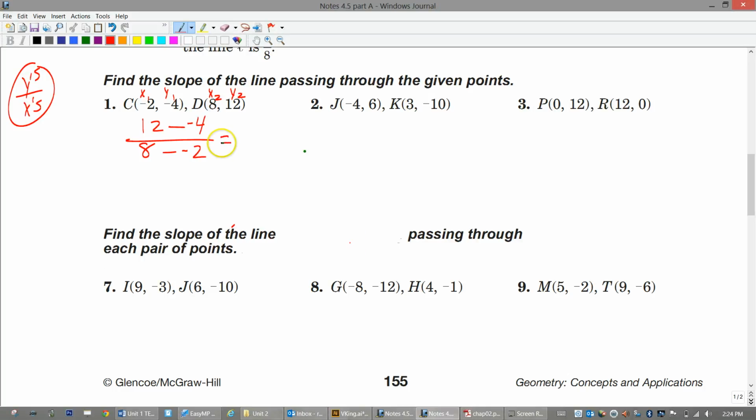You'll get to the same answer anyway. Okay. So this would then be 16 over 10, right? Because 12 minus negative 4 is going to be 16. 12 plus 4, which is then 8 over 5.